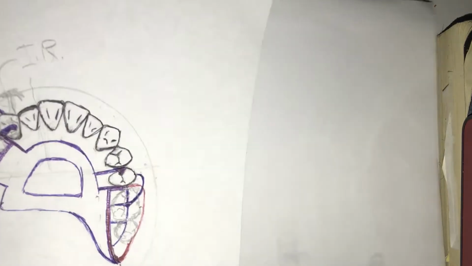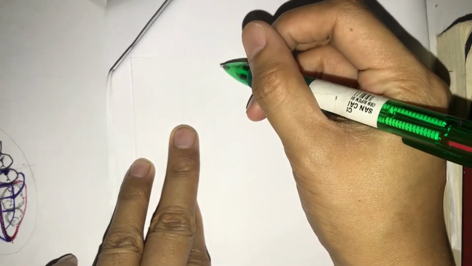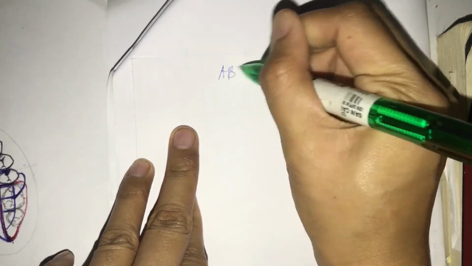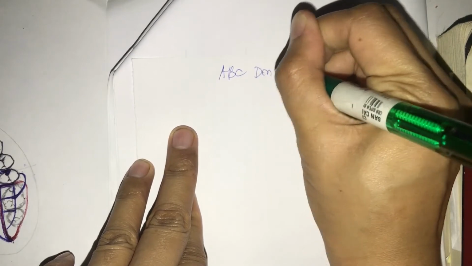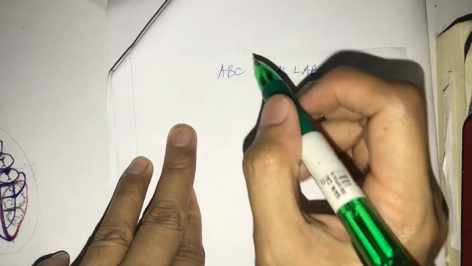So for that being said, I'm going to use used paper because we are earth friendly. Anyways, so let's begin. Normally we begin our work authorization by writing the name and the address of the dental laboratory. So let's make a makeshift dental laboratory, for example, ABC Dental Lab.